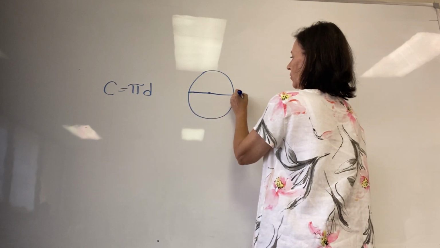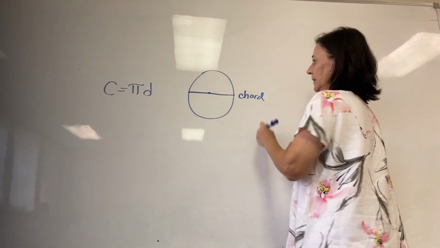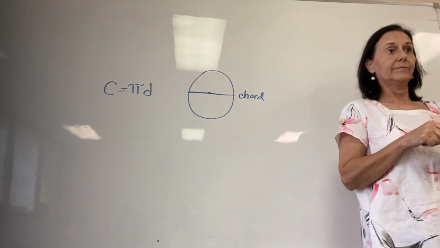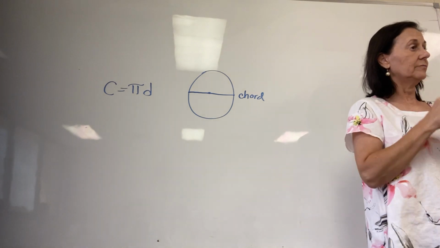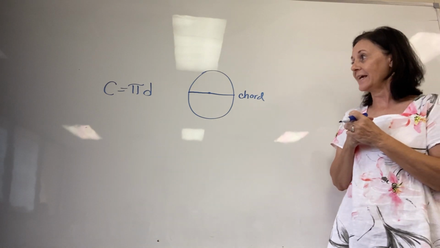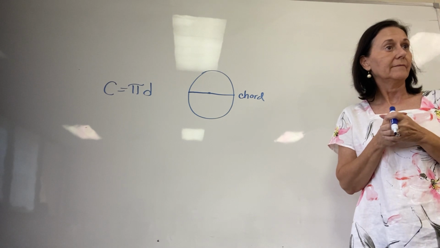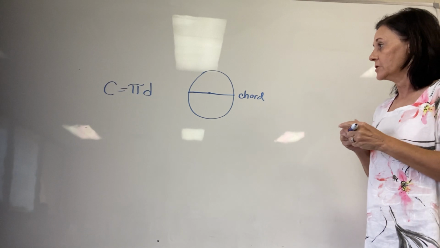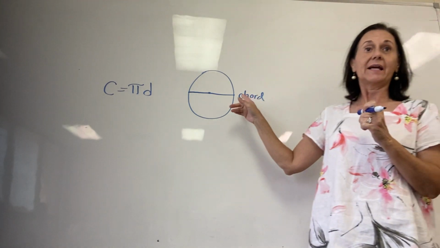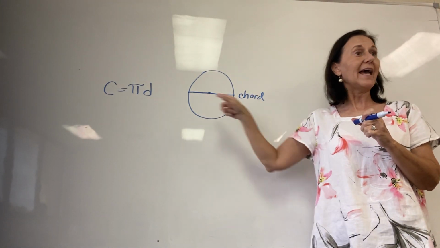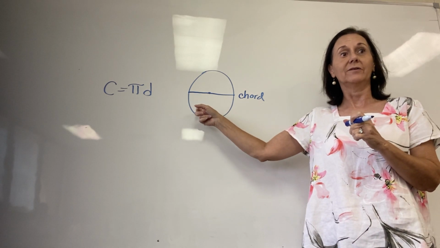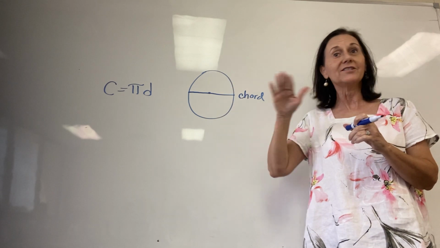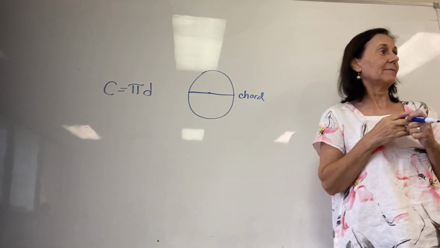It's actually called a chord. It's a chord when you have lines that intersect the circle, the edge of the circle. That's called a chord. It's actually the longest chord in a circle. So it's a line segment that intercepts the edges of a circle and goes through the center. Diameter has to go through the center. There are chords that don't go through the center, that intercept the sides.